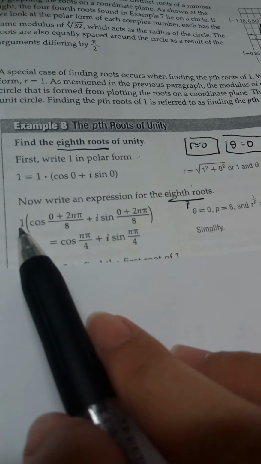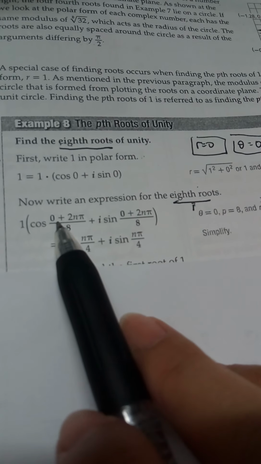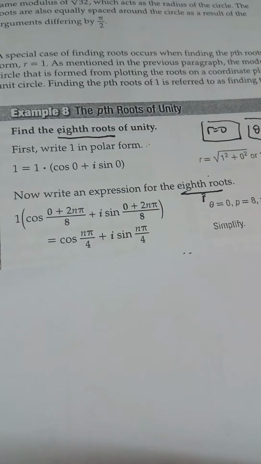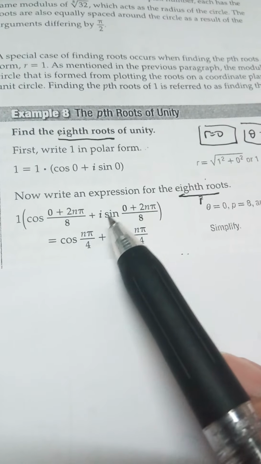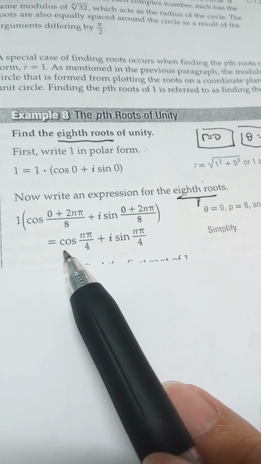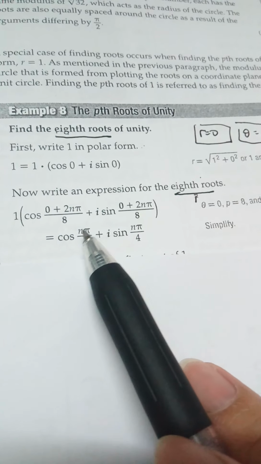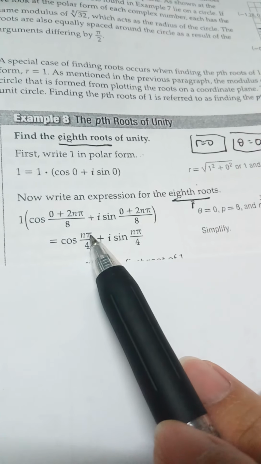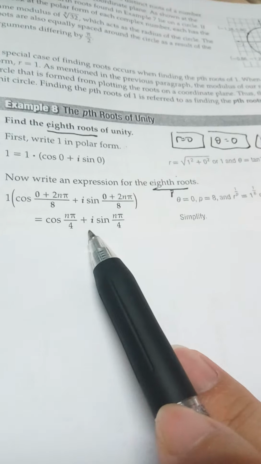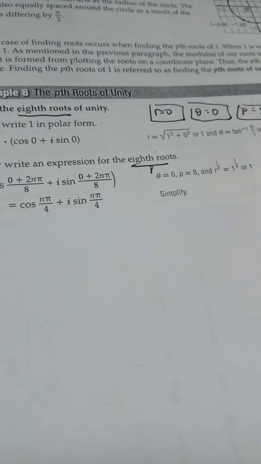So when r is 1, 1 times cosine of 0 plus 2 pi, or 360, times n over 8, plus i sine of 0 plus 2 pi n over 8. So the final answer here is cosine n pi over 4 plus i sine n pi over 4. This is the formula that we will apply to find the values of n equal to 0 until 7.